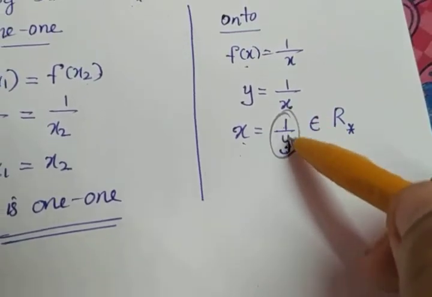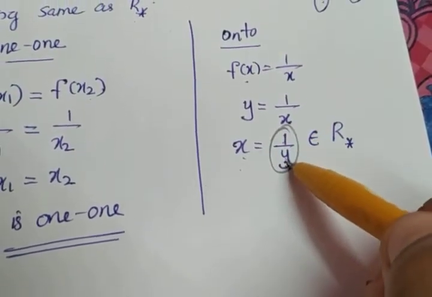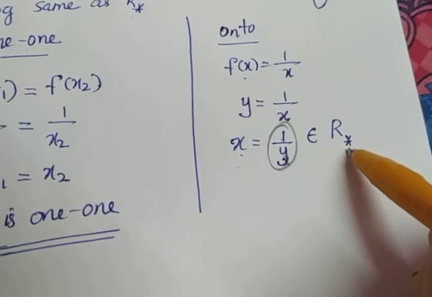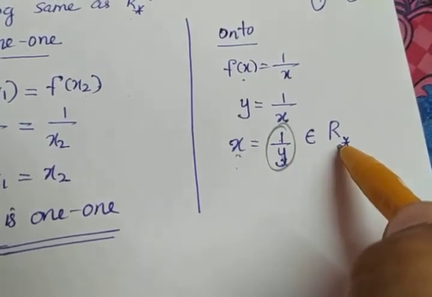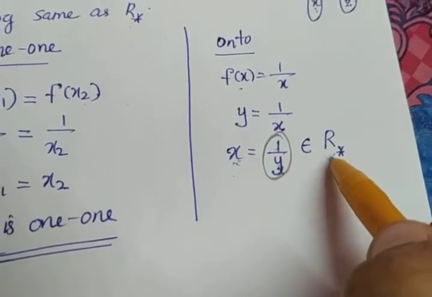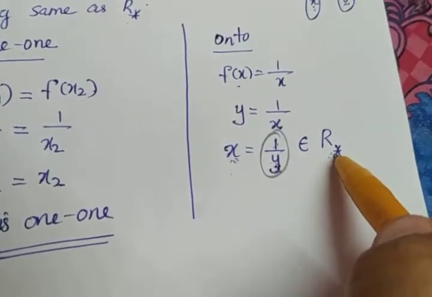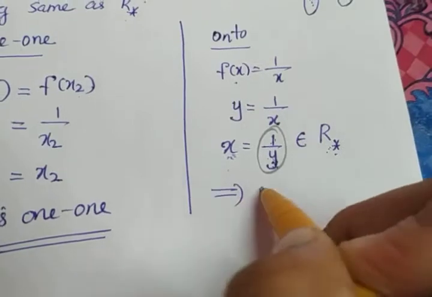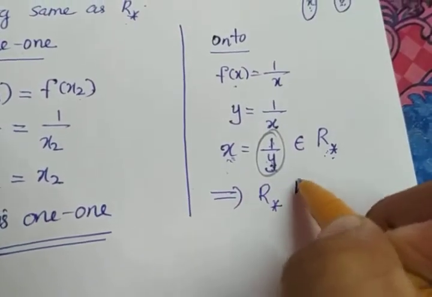Hence, 1 by y is defined. That means 1 by y is a real number. So 1 by y belongs to R star. That means x belongs to R star. So we are getting x, an element of R star. X equal to 1 by y belongs to R star, which implies f is onto.